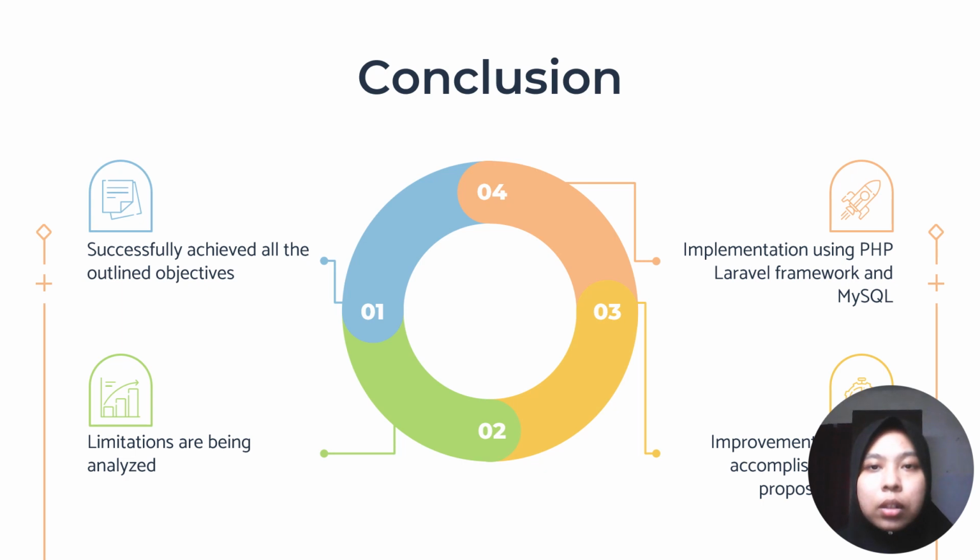As the overall conclusion, the proposed system successfully achieved all the outlined objectives in the previous chapter, which helped the organization to manage their records efficiently and effectively. The system limitations are being analyzed. The implementation uses the PHP Laravel framework for the development environment and MySQL for the database to be easily maintained in the future. With the analysis of future works for enhancement, this can overcome the system limitations that have been identified. Thus, the improvements must be accomplished on the proposed system to implement it in the real world.